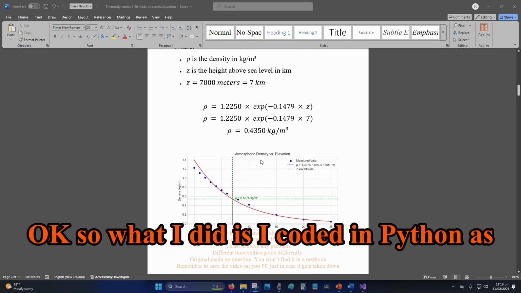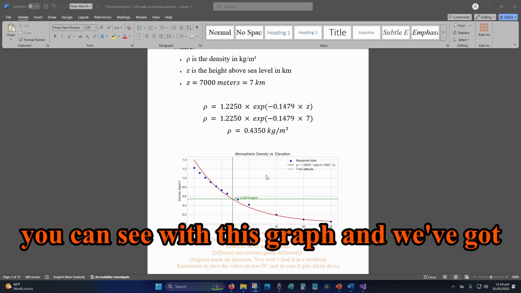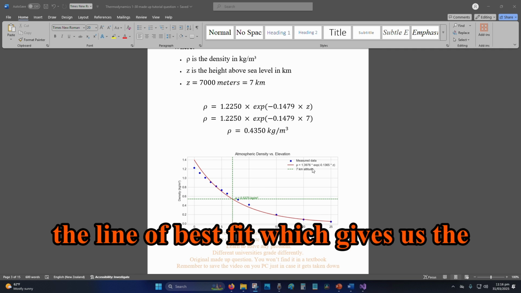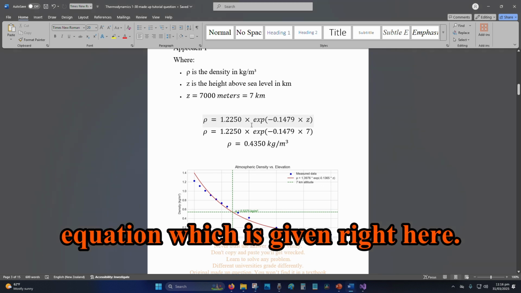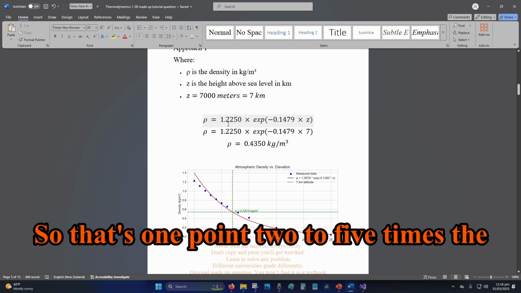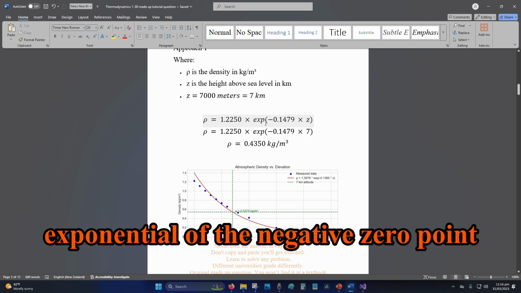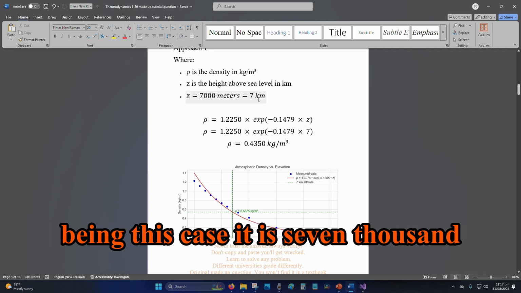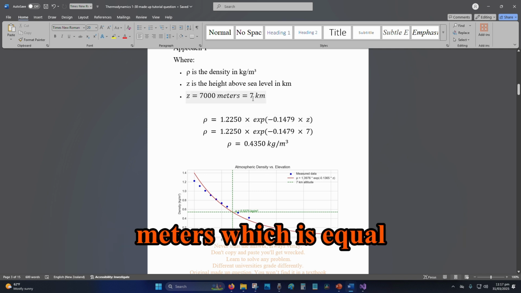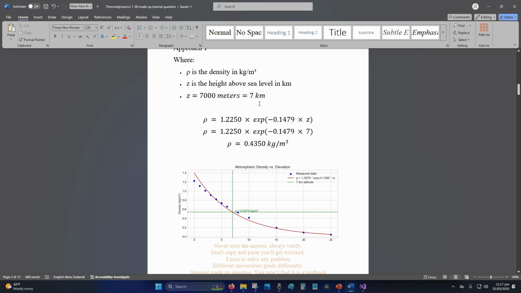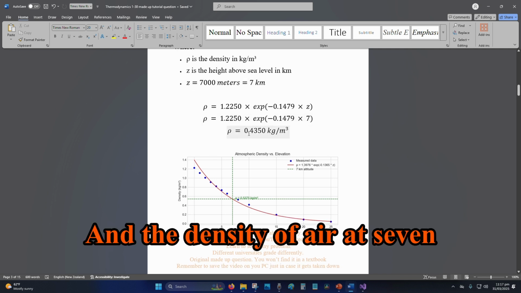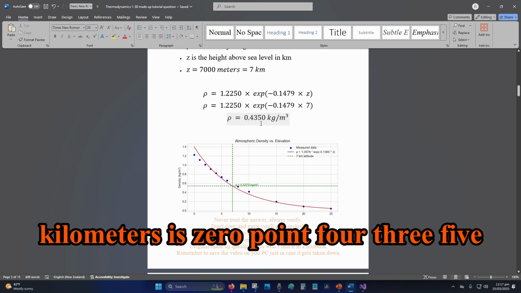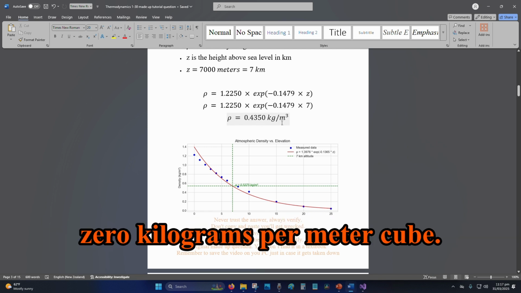Okay, so what I did is I coded in Python, as you can see with this graph. And we've got the line of best fit, which gives us the equation, which is given right here. So that's 1.225 times the exponential of the negative 0.1479 multiplied by z. Z, in this case, is 7,000 meters, which is equal to 7 kilometers. And the density of air at 7 kilometers is 0.4350 kilograms per meter cubed.